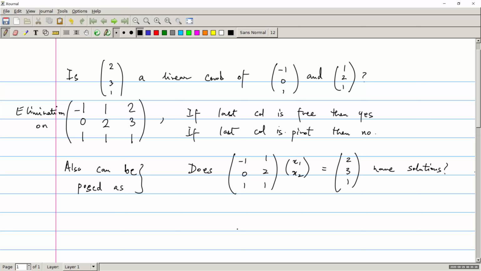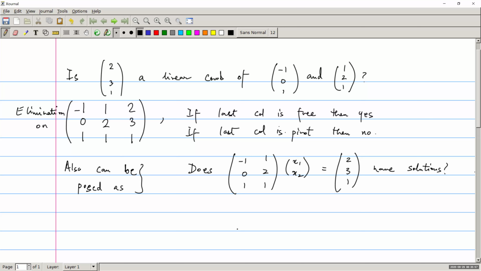Okay, and also if there are solutions, how many solutions will there be? I don't know if there are solutions or not, I haven't solved them, but if there are solutions, how many solutions are going to be there? A unique solution. Why? Because this matrix has no free columns. Okay, how do we know it has no free columns?